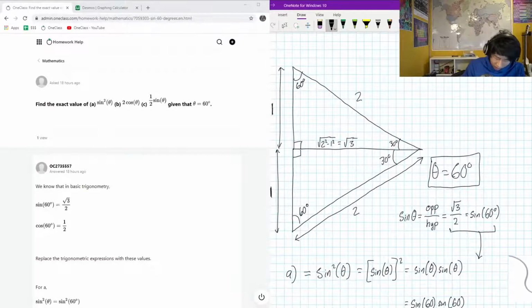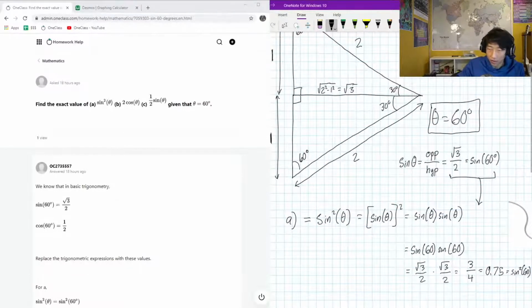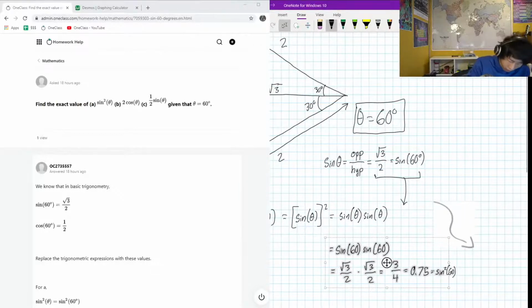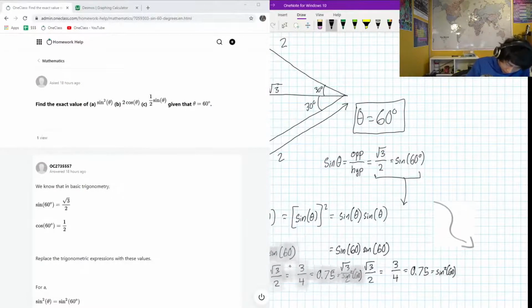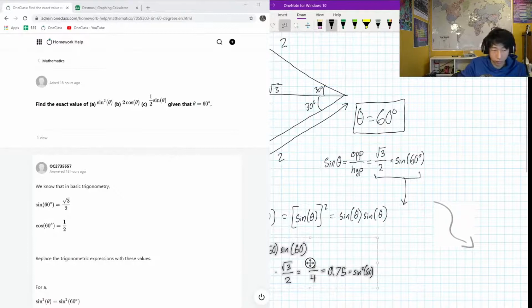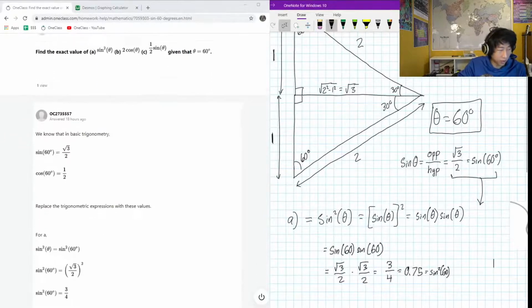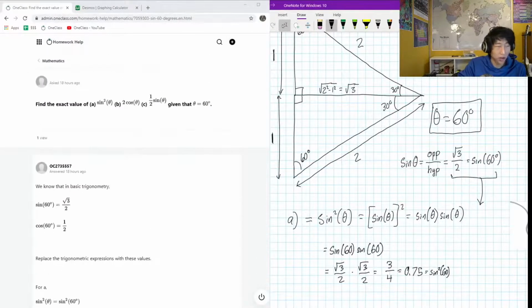Another perfectly valid way to write that, and this is sine squared of 60 degrees. Oh, you couldn't see that. Okay, this is the math. I'm going to just move this real fast. Okay, like this. Hopefully we came to 3/4. Yep, perfect. So now let's take a look at B.